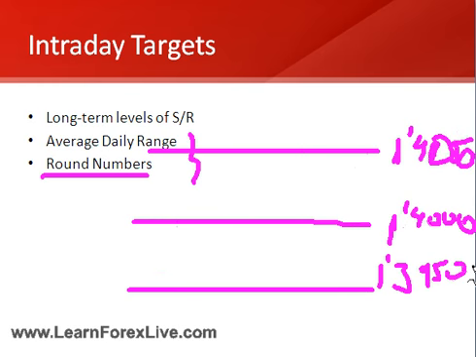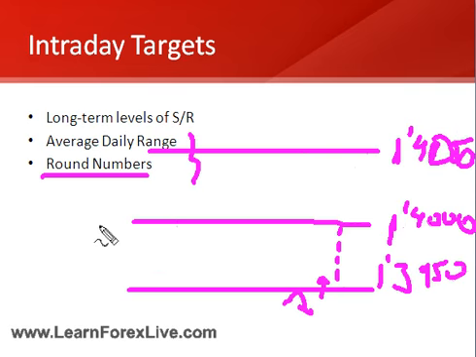Every 50 pips, there's obviously a round number. In my experience, once price hits a round number, you can either see a bounce or a breakout. And if you see a breakout, price tends to gravitate towards the next one.